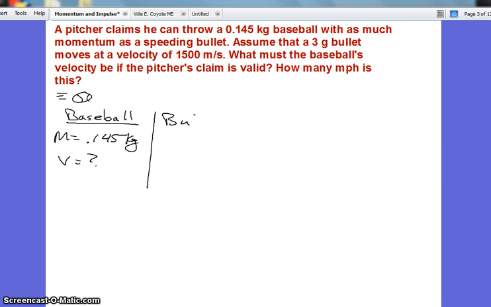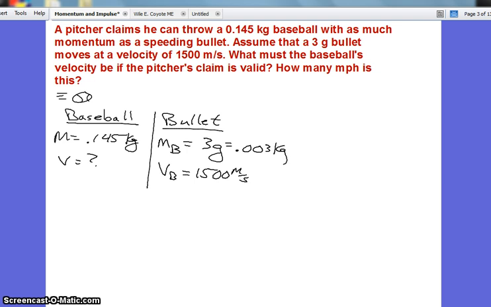The bullet, I'm going to label this then as MB for bullet, and just leave no kind of subscript for the baseball. Of course, I can't label them both as MB. The bullet is 3 grams, and the speed of the bullet is 1,500 meters per second. Now, what I noticed first of all is that there's an inconsistency in units. We have kilograms here, and we have grams here for the bullet, so I'll make that conversion to 0.003 kilograms. And then we'll use that.